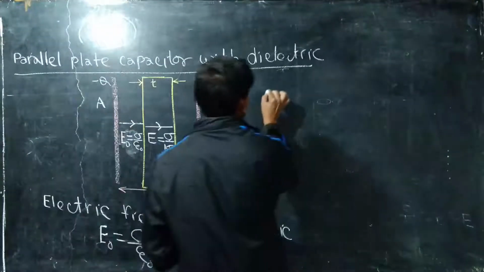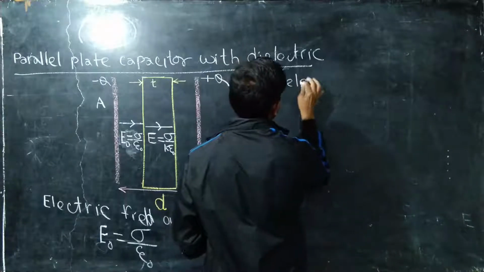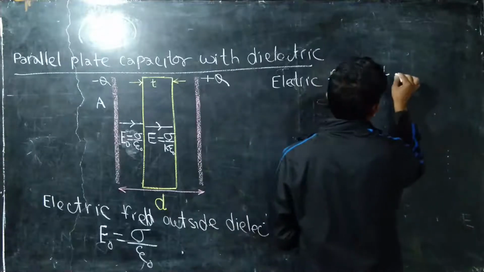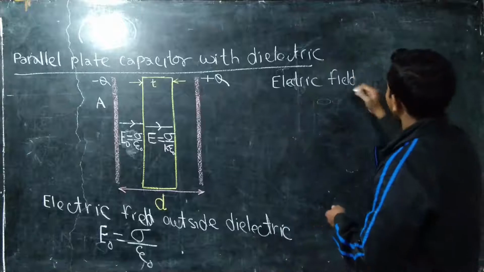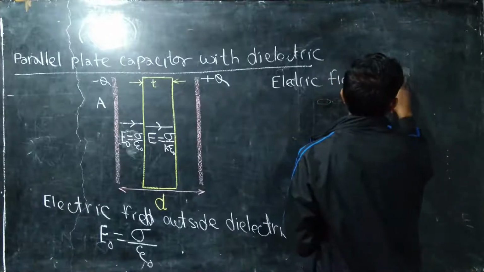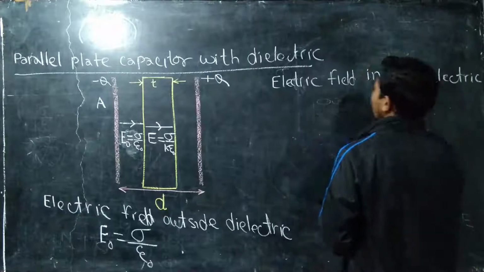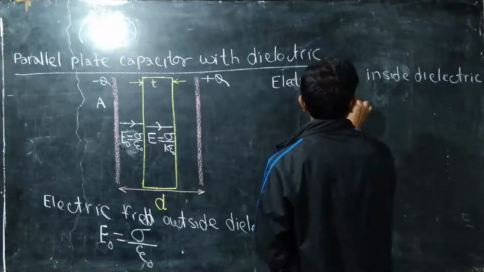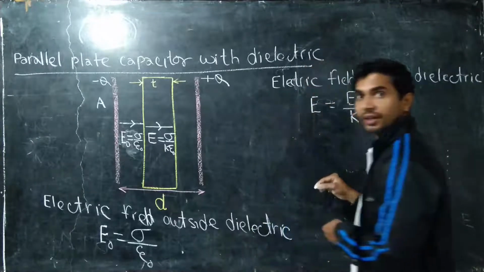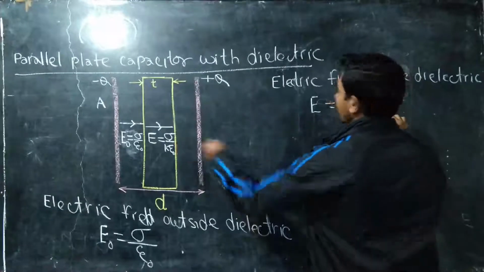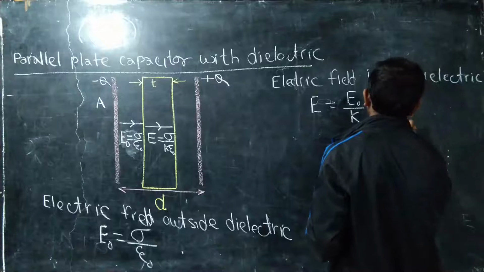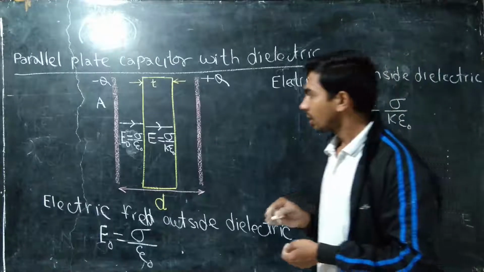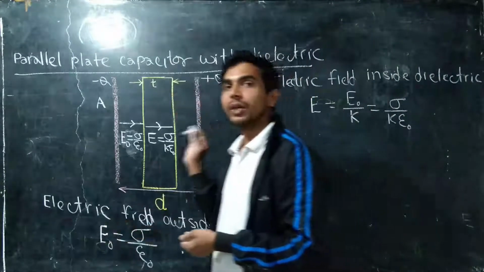And similarly we can write electric field outside the dielectric, right? Electric field inside the dielectric is E, and this has how much value? E naught by K, right? And this E naught is sigma by epsilon 0. We can write it like this, okay? So electric field inside is known, electric field outside is known, right?